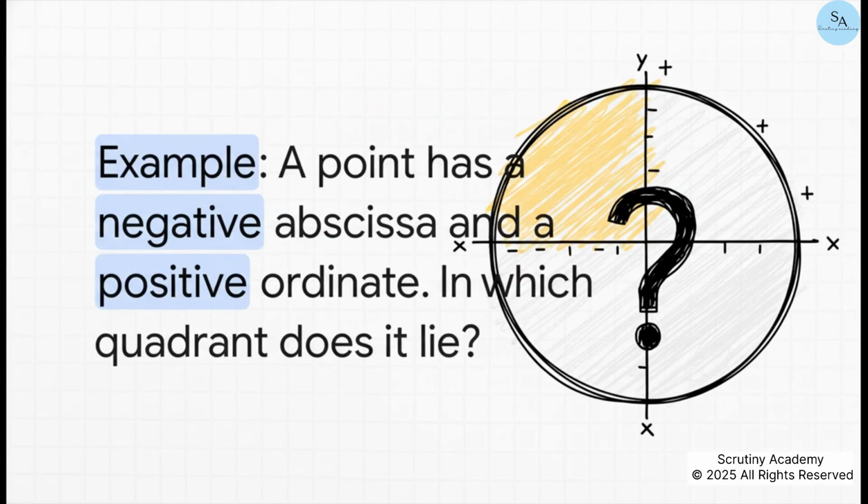Okay, let's turn it up a notch. The medium questions will make you connect a couple of ideas. Here's one. A point has a negative abscissa and a positive ordinate. In which quadrant does it lie? Think back to those sign rules. Negative x, positive y. That's got to be quadrant 2.